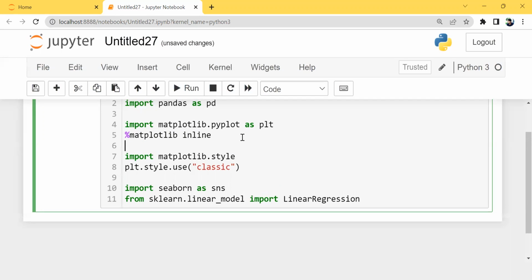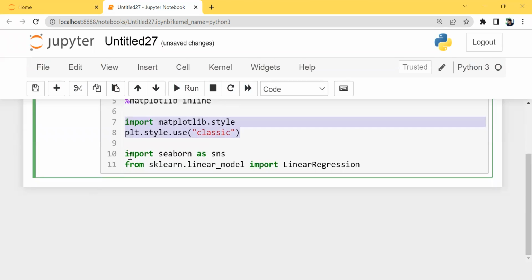Now this is another thing, import matplotlib.style. In the matplotlib library we have something called style. Using this style, I want my graphs or plots to appear in the classic style. It is not mandatory. You can avoid or ignore this, or if you want, you can use it as well.